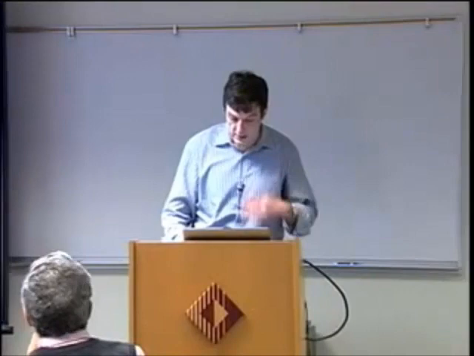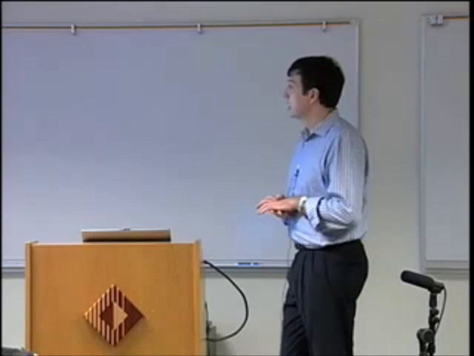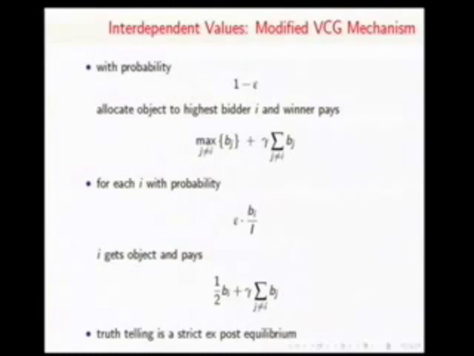Things are not quite that easy when we now go to the interdependent value environment. So we can use the same idea of strengthening in some sense the responsiveness of the allocation to the report or to the bid, so that truth telling becomes now a strict ex post equilibrium and removes the weakness in our allocations. Okay? But that alone turns out is not sufficient to guarantee robust implementation.